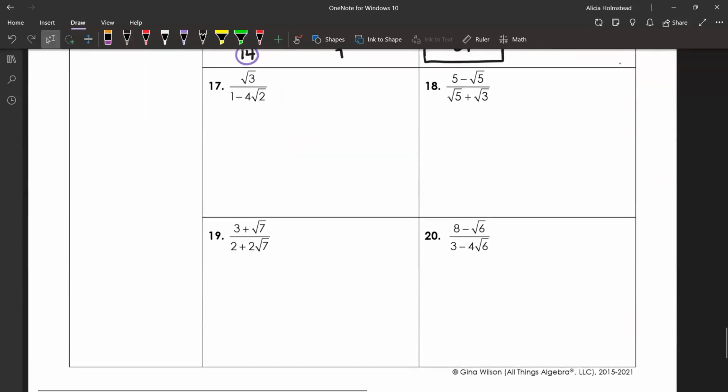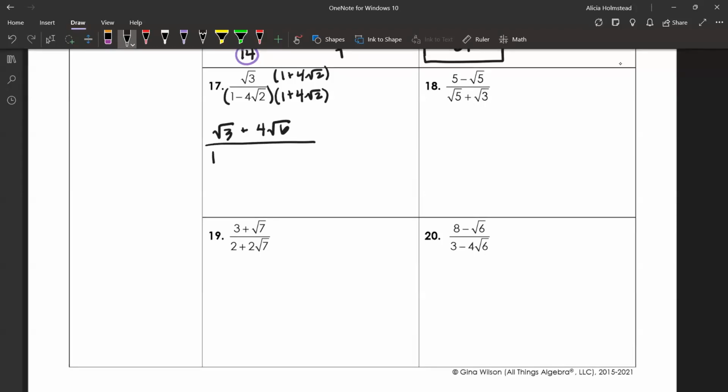Alright, number 17, we're almost there. We're going to multiply by the conjugate, so 1 plus 4 square root 2 on both the top and the bottom. Be careful to distribute appropriately. So on the top we'll have 1 times the square root of 3, which is the square root of 3. Square root of 3 times 4 square root of 2, remember outsides with outsides. So that's 4, and insides with insides would be the square root of 6.